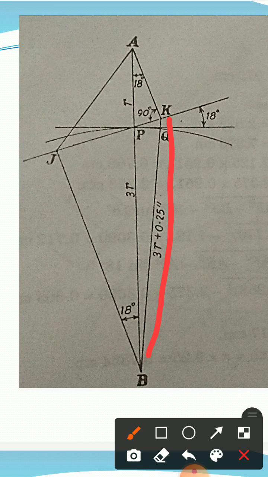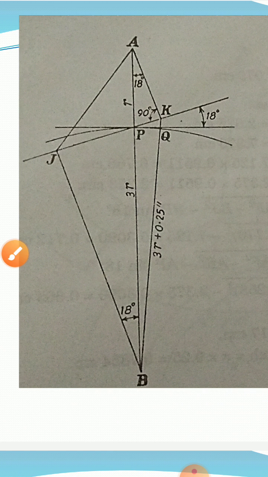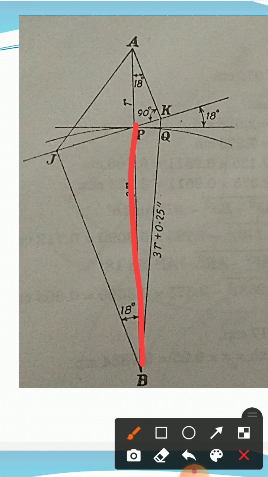BK is nothing but the addition of B2P length plus this Q2K length, and this is nothing but the addendum. So this addendum is given as a is equal to module. In this example, addendum is equal to module is equal to 0.25. Now we have to find out this length B2P. By trigonometry we can find out this.